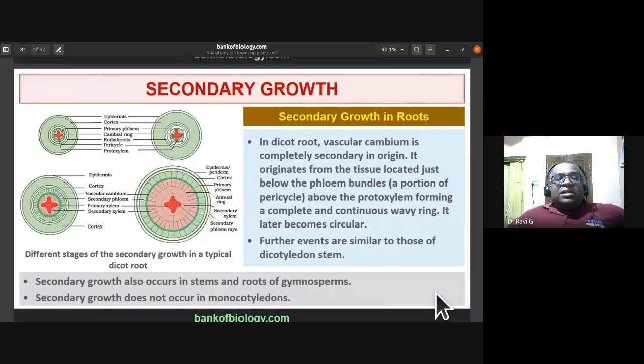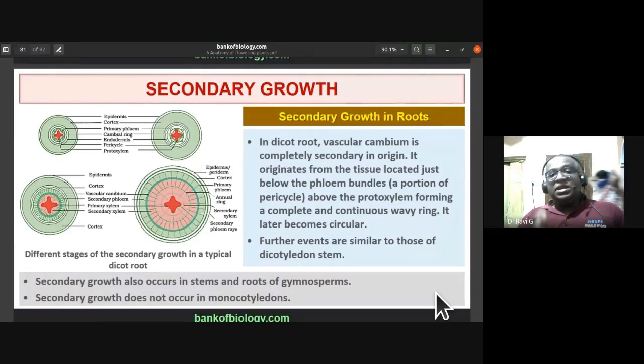Okay. The last part of our discussion for this chapter is secondary growth in dicot roots. Already I've told you the structure of the dicot root. They have a radial vascular bundle, tetrarch condition, exarch, that is protoxylem is towards the periphery, metaxylem is towards the pith. So all this structure of a primary root, that is before secondary growth, you know about it.